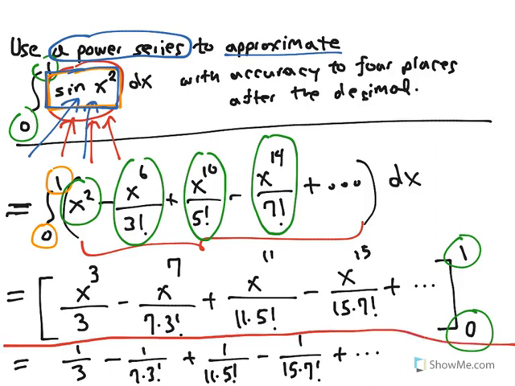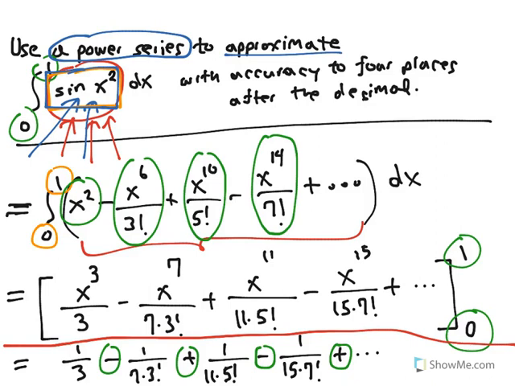So take a look at what we have at the very bottom. That's an alternating series. You can see the alternation of signs. Does this alternating series converge? It does converge, and you can convince yourself that it converges by remembering the alternating series test.